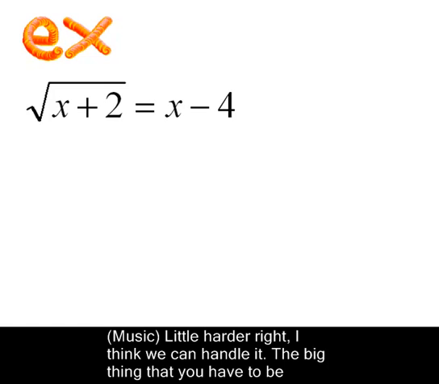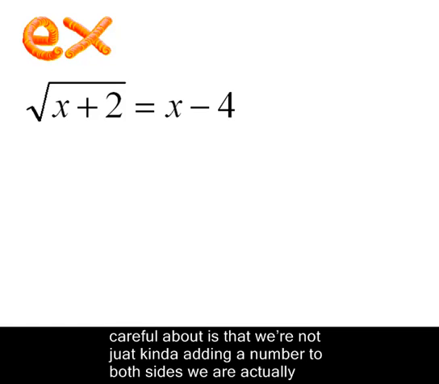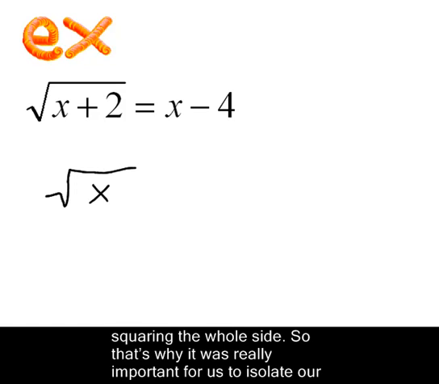Harder, right? I think we can handle it. The big thing that you have to be careful about is that we're not just adding a number to both sides. We are actually squaring the whole side, right? So that's why it was really important for us to isolate our radical.